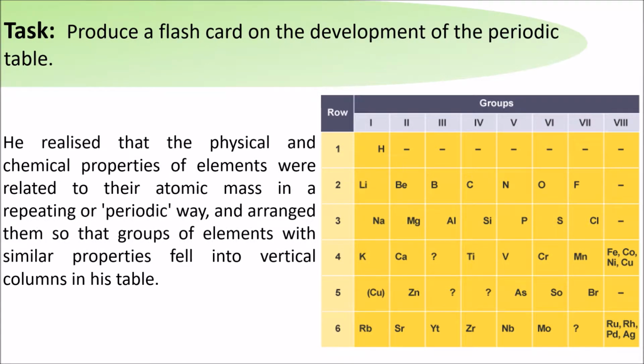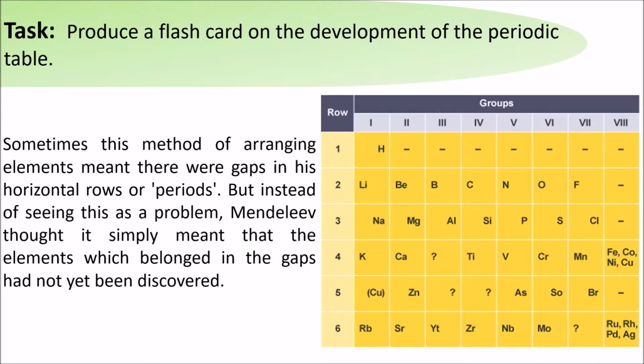He realized that the physical and chemical properties of elements were related to their atomic mass in a repeating or periodic way, and arranged them so the groups of elements with similar properties fell into vertical columns on his table. Sometimes this method of arranging elements meant that there were gaps in the horizontal rows or periods, but instead of seeing this as a problem, Mendeleev simply left them blank.